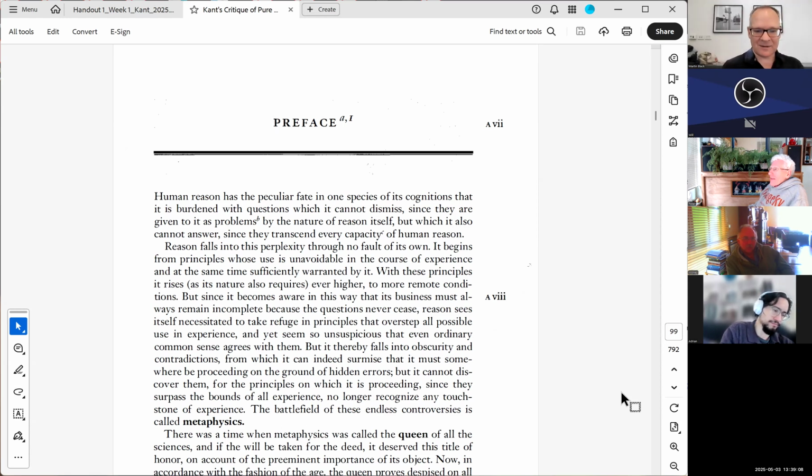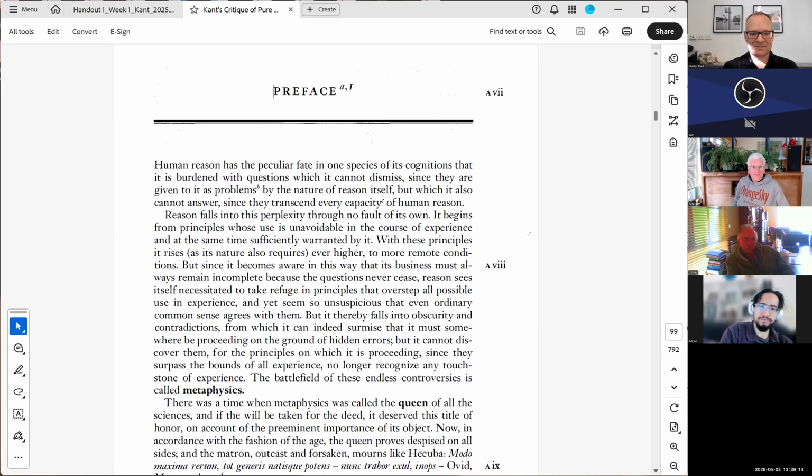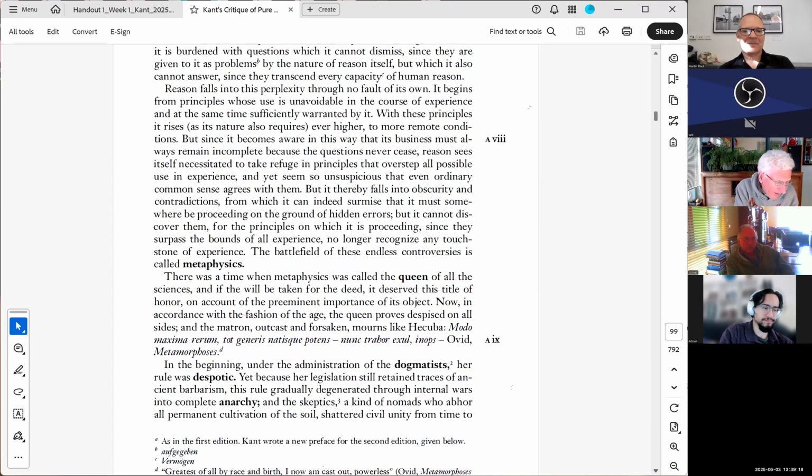Now, I do want to get to this political metaphor, given the circumstances of the time that I pointed out. He says, at the beginning of the next paragraph, reason falls into this perplexity through no fault of its own. He then expresses that reason has continually gone back and forth and made no progress. And in the last sentence of that paragraph, he says, the battlefield of these endless controversies is called metaphysics. That, in the tradition, is theoretical philosophy, the rational understanding of the highest principles of human existence. Okay? Now, next paragraph. There was a time when metaphysics was called the queen of all the sciences.